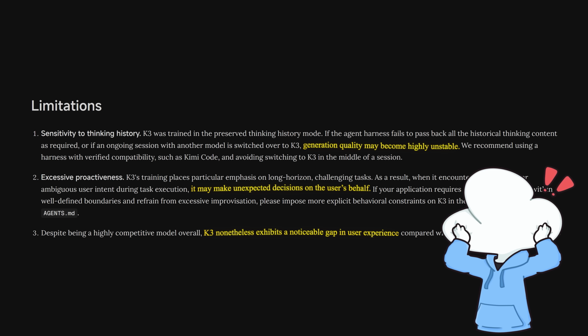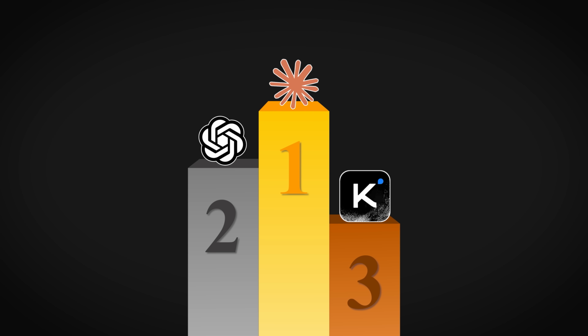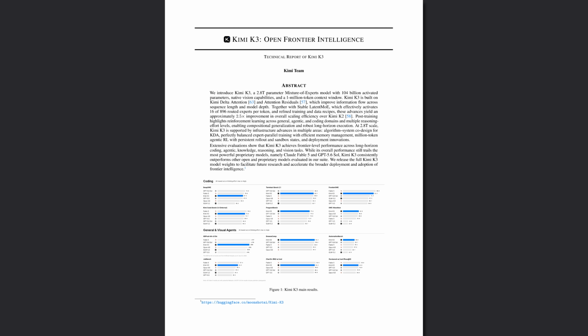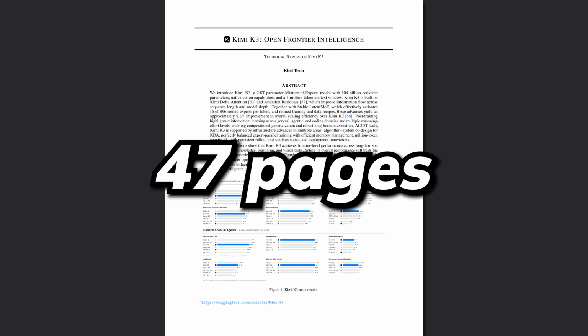And this is rather surprising because it shows that they are admitting there exists a gap in eval for vibes, or at least the user experience, compared to the proprietary frontier, which is a rather fascinating point for them to bring up. And as of July 27th, they have fully open sourced the weights, along with a 47-page technical report sharing more in-depth details about the model.